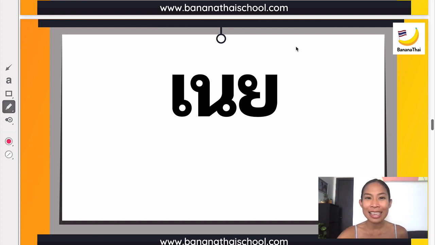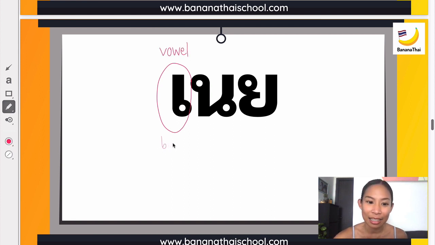Is it nay? I don't know. There are so many ways to read it. Well, many people would read it nay, because they can see sara a right here. This is the vowel. We define things first. So first, this is the vowel, and we call it sara a. Vowel a has a sound.